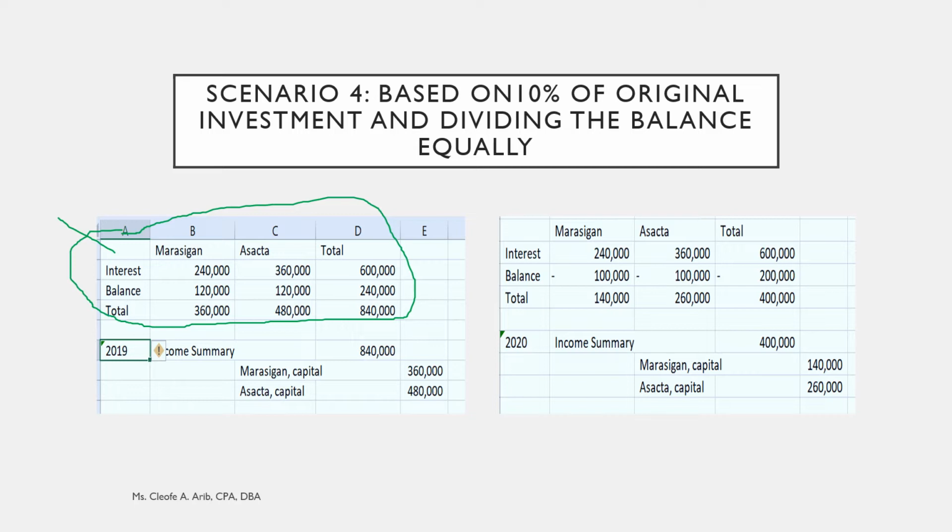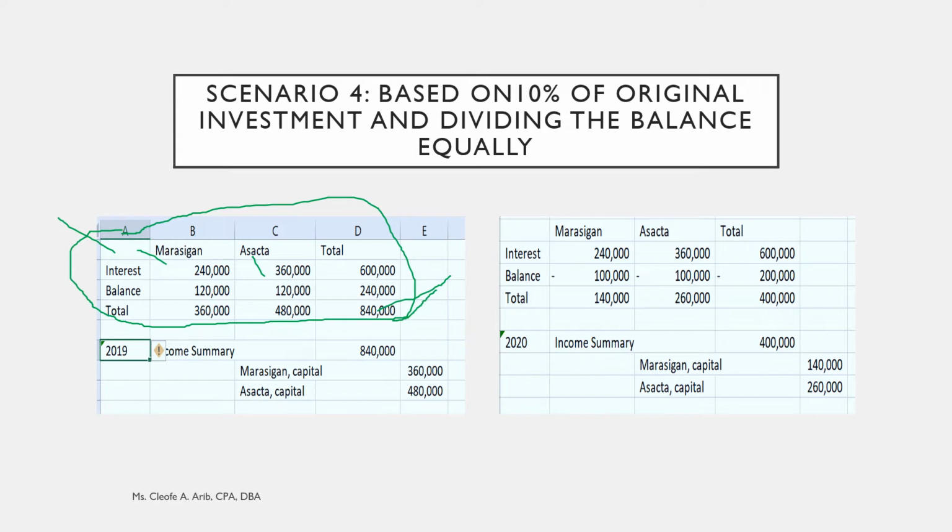And then in your table, you always start here. Magkano ba yung income na i-divide ninyo? 840, para hindi kayo mawala. Ayan, 840. Lagay nyo agad siyan. And then anong sabi ng agreement? Yung 840 daw, paghati-hatian nila, first magbibigay ng 10% na interest based sa kanilang original investment. O, ayan, meron tayong 240 na interest for Marasigan and 360 for Asakta. Kasi diba, if you recall, yung investment ni Marasigan is 2.4 million, while yung kay Asakta is 3.6 million. So 10% nun is 240 and 360.